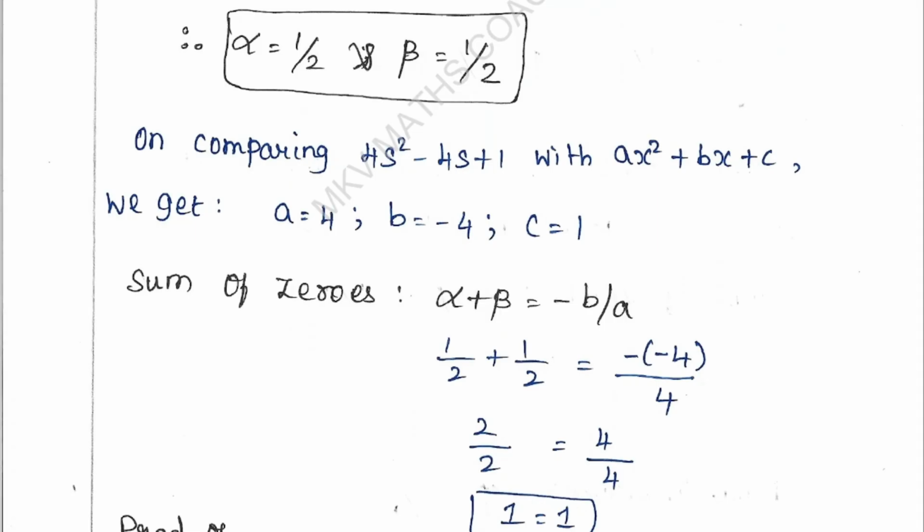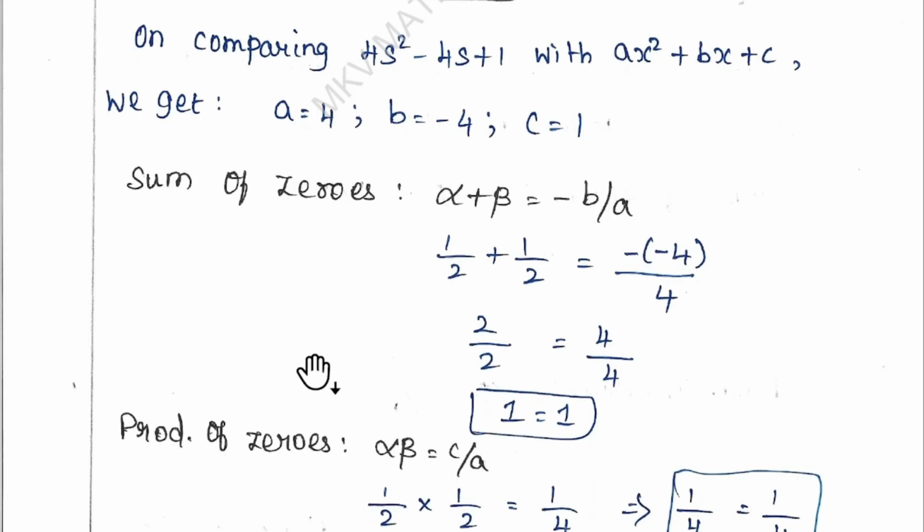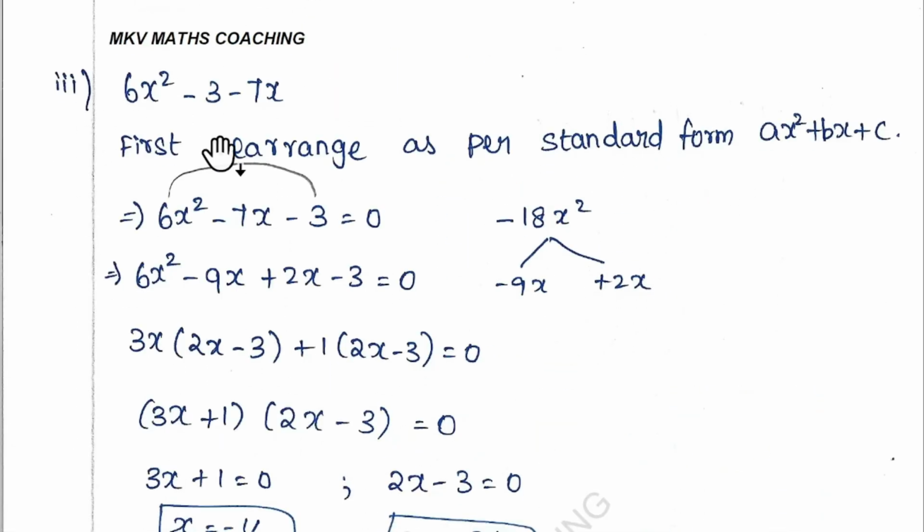Okay, so this whole topic is very easy and it follows the same method. First step is to find the alpha beta using the middle term splitting method, and get the a, b, c values using the given equation and substitute in the formula of sum of zeros and product of zeros. Okay, next problem they have given in this format.